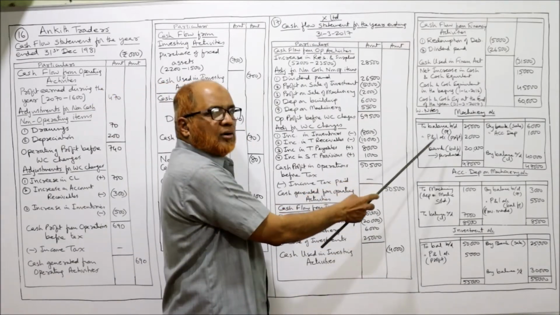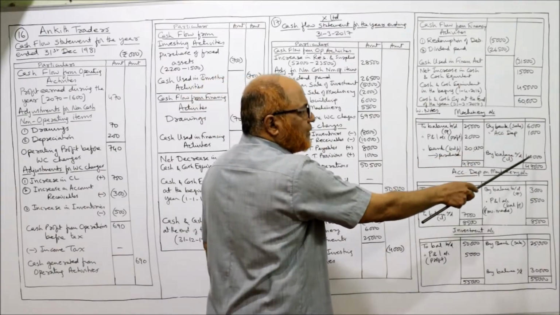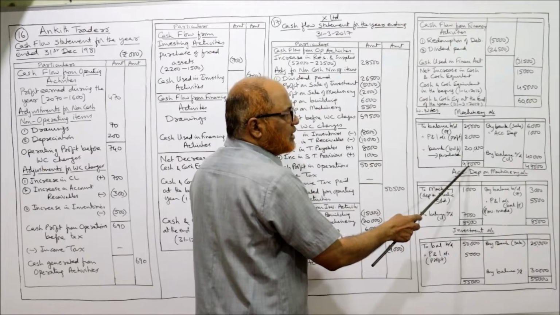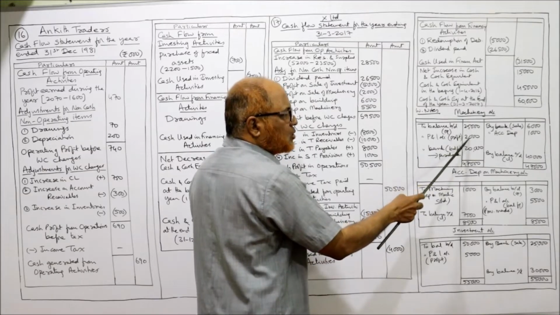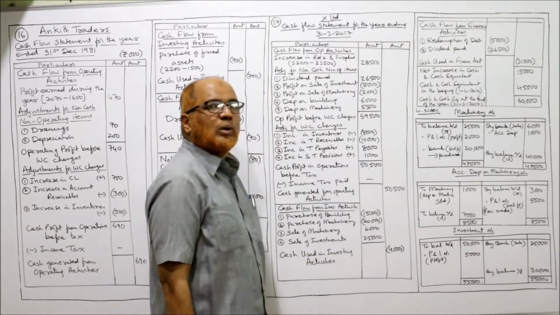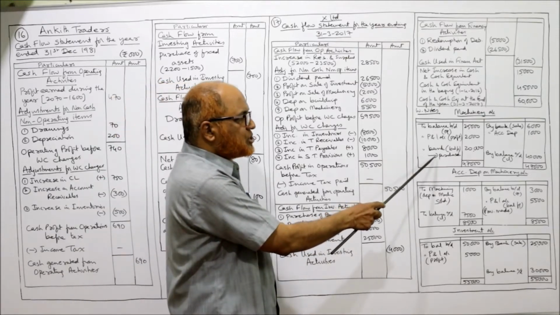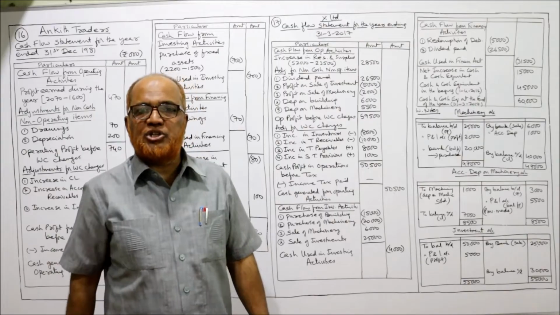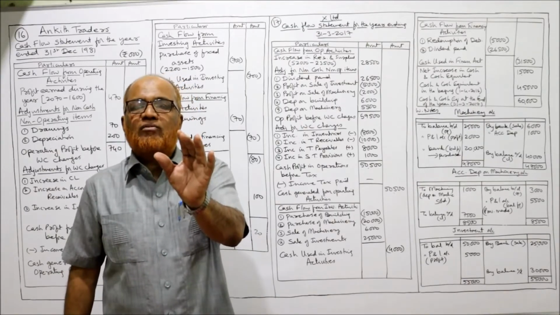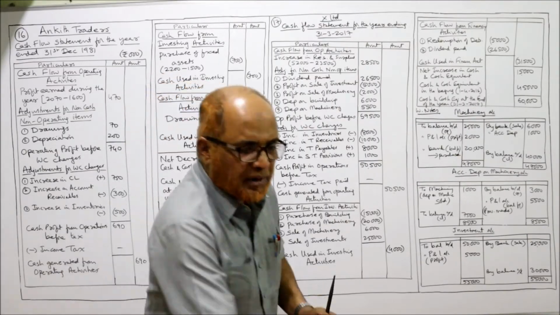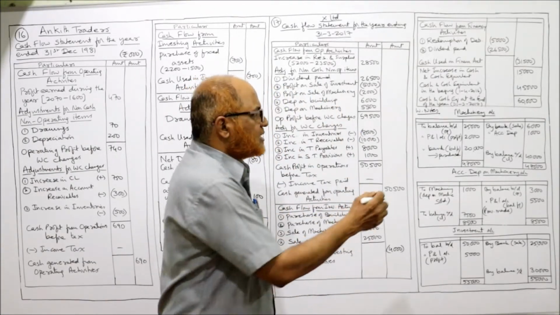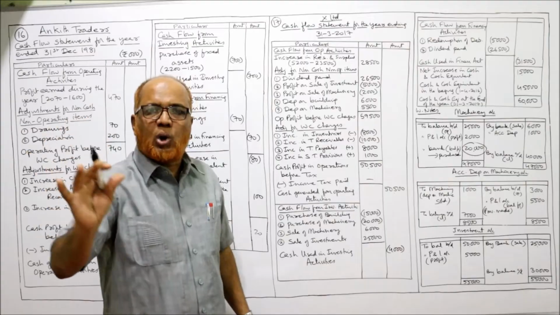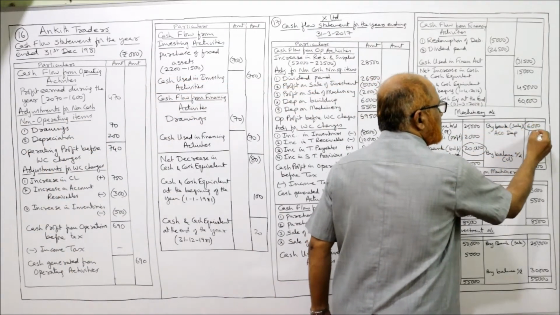Now come to the machinery account. Credit side total: 47,000 is the total. From 47,000 deduct 25,000, deduct 2,000, the balancing figure is 20,000. This is the purchase. 20,000 rupees worth of new machinery is purchased. That means one machine was sold and the other machine was purchased. The machine purchased is for 20,000, and the machine sold is for rupees 6,000.